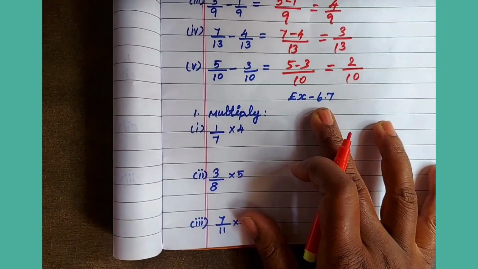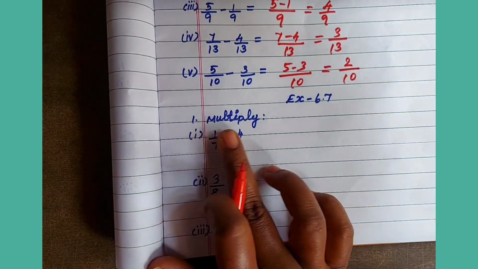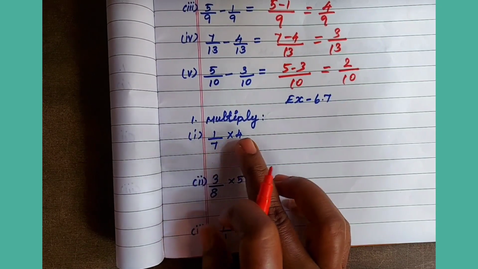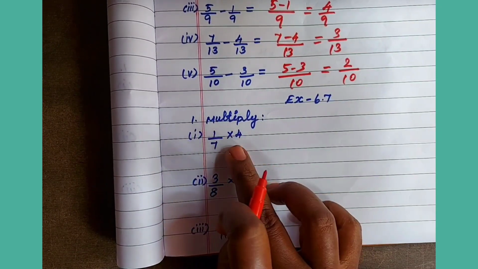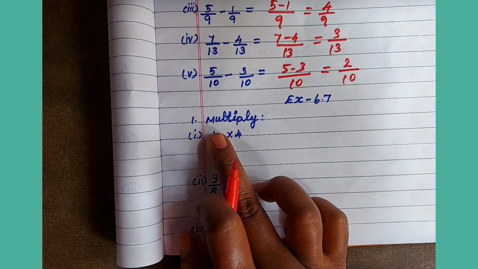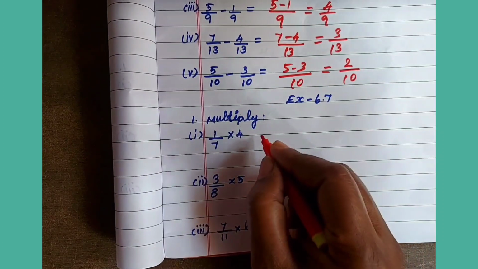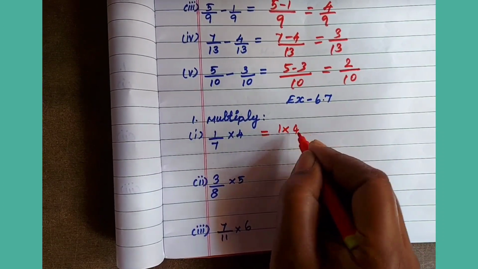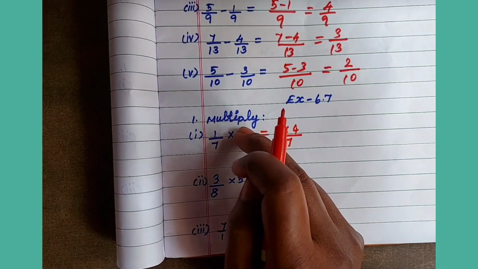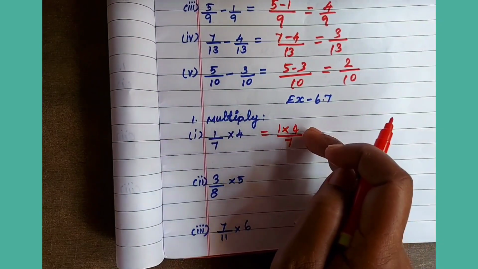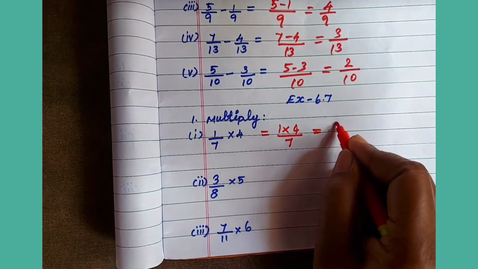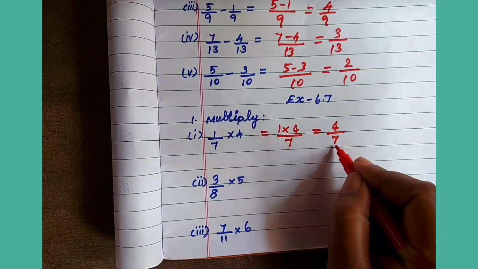Exercise 6.7, multiplication sums. First one, 1 by 7 into 4. One fraction value into a whole value is given. So that whole value we have to multiply with the numerator only. So next step, we write 1 into 4 divided by 7. So 1 into 4 is divided by 7. So 1 4s are 4 divided by 7 is the answer.